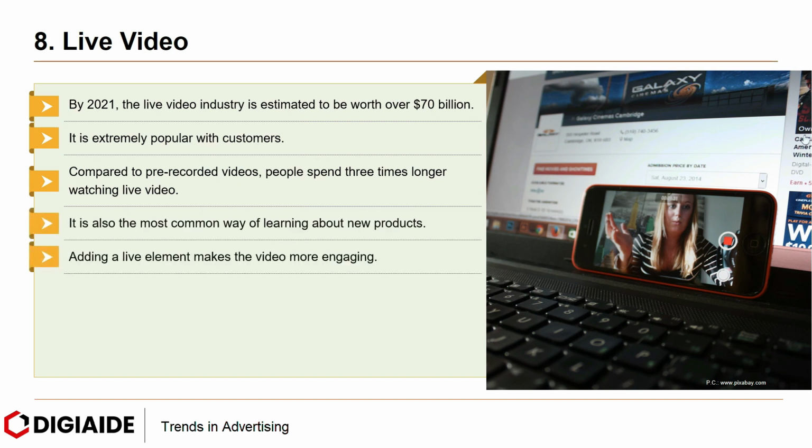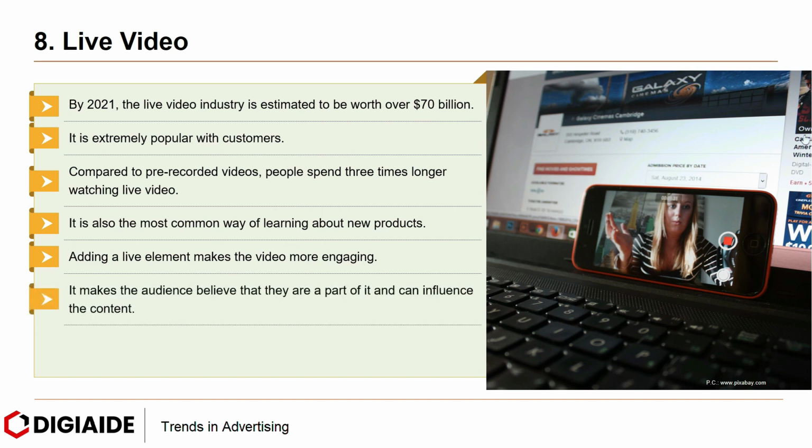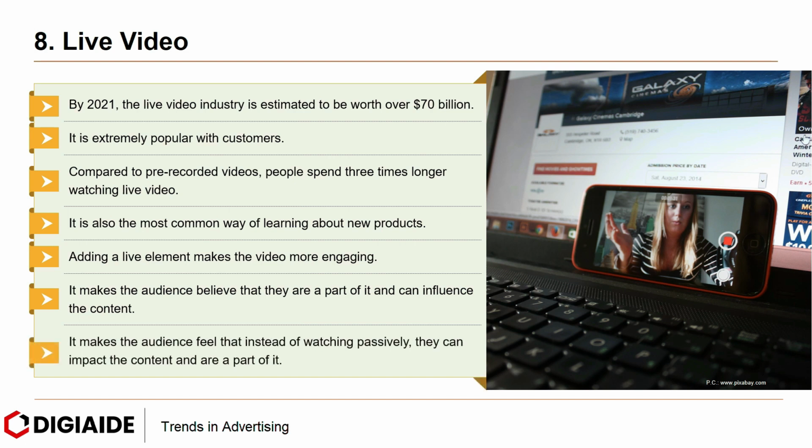Adding a live element makes the video more engaging. It makes the audience believe that they are part of it and can influence the content. It makes the audience feel that instead of watching passively, they can impact the content and are a part of it.